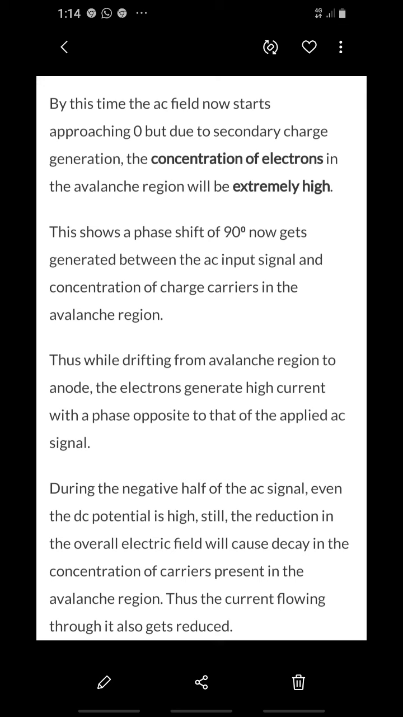During the negative half of the AC signal, even though the DC potential is high, the reduction in the overall electric field will cause a decay in the concentration of carriers present in the avalanche region. Therefore, the current flowing through it also gets reduced.